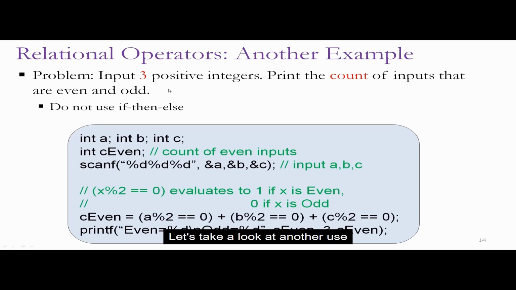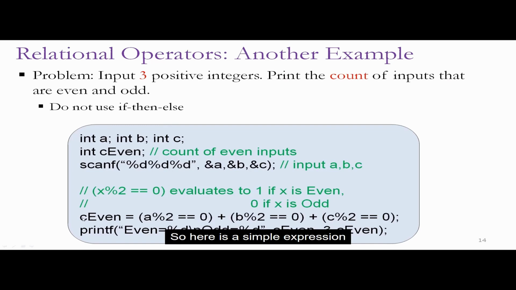Let's take a look at another use of relational operators. Here, the problem statement is to input 3 positive integers and print the count of inputs that are even and odd. Now, when we look at conditionals next week, you will see that this sort of thing can be done quite easily using if-then-else logic. But let's assume that we don't know about if-then-else. How could we do this?